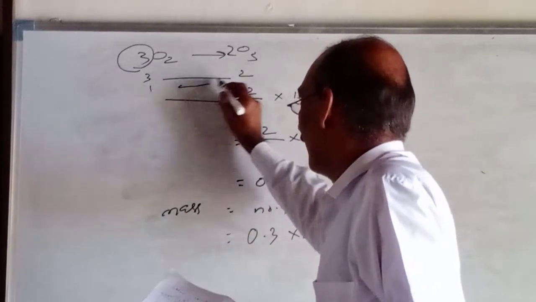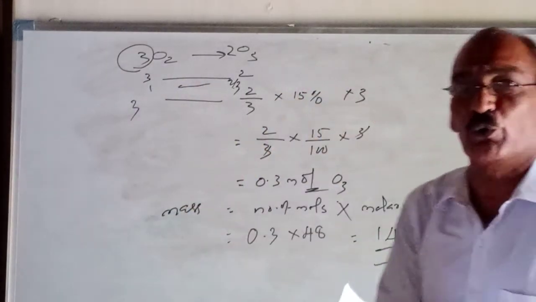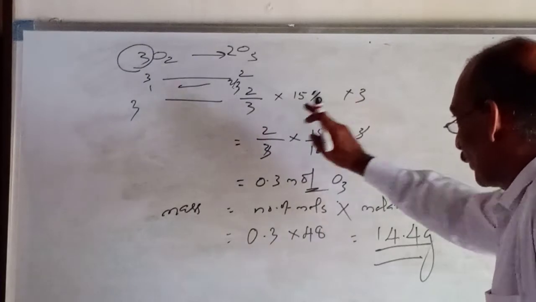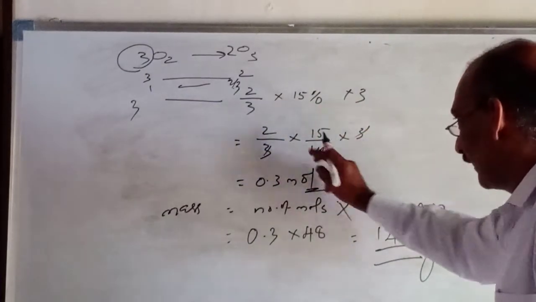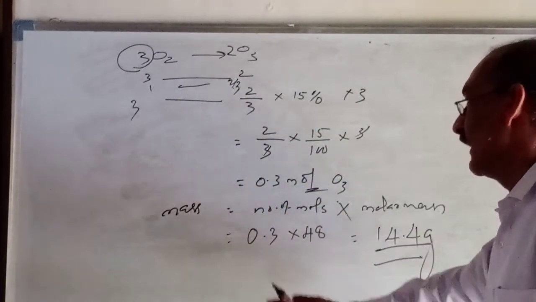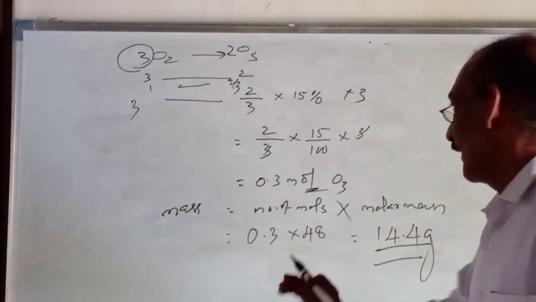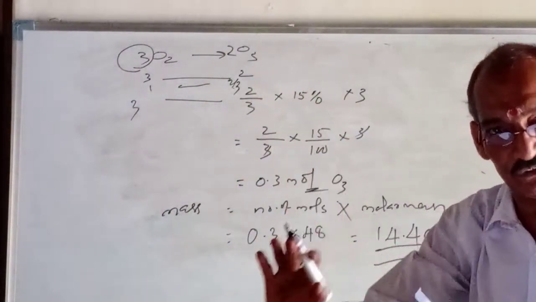Okay. 2 by 3 mole extent of formation: 2 by 3 into 15% into 3. 2 by 3 into 15% means 15 by 100 into 3. 3 cancels, 2 into 15 is 30. 30 by 100 means 0.3, that is 3 by 10. So we can say 0.3 mole ozone is obtained in this reaction.